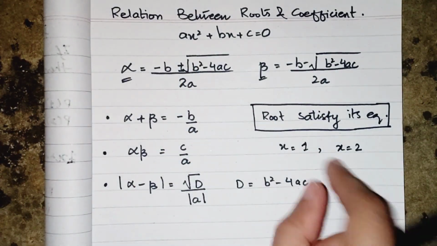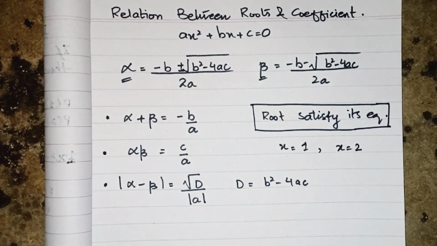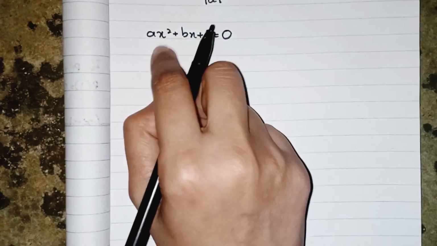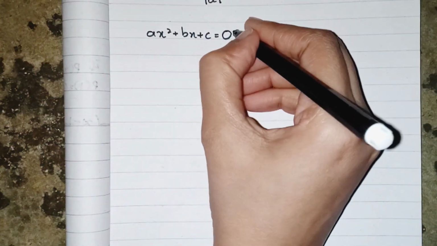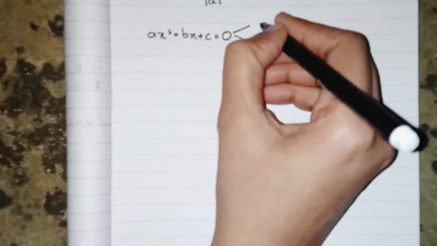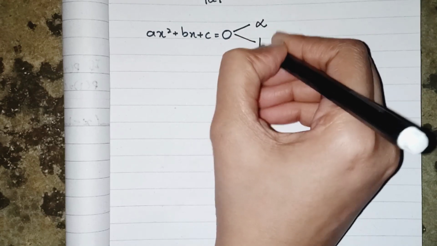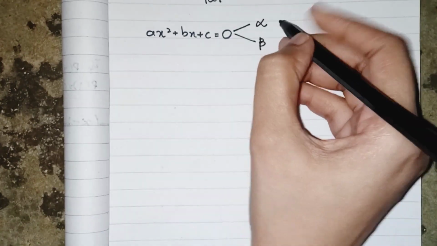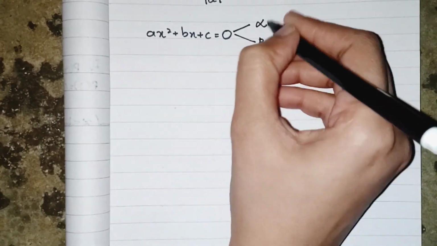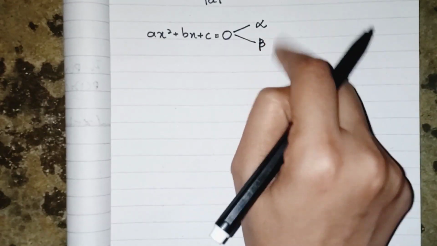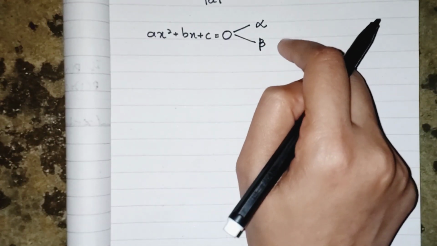So we can say that root satisfy the equation. Just remember that key point. Now we have an equation, so we can say that the roots, the answers of this one should be alpha or beta, which means it satisfies the equation, and equation should be equivalent to 0.